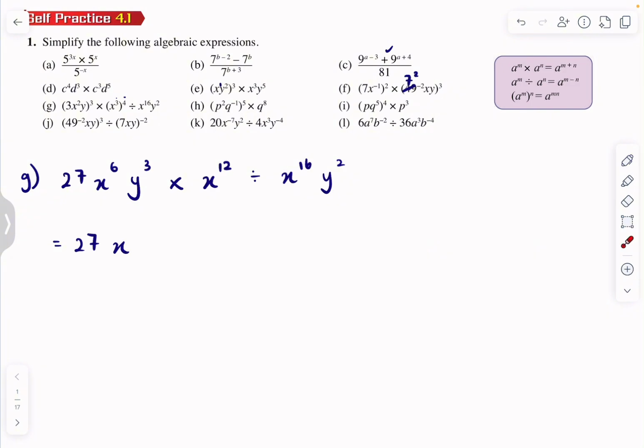Then x, we have 6 plus 12 minus 16, because this is times, this is divide. So 6 plus 12 minus 16. Then y, we have 3 and that 3 and then here minus 2. So 3 minus 2. So 6 plus 12 minus 16 will be 2, and just y. Done.